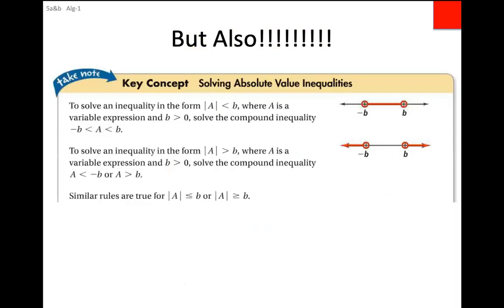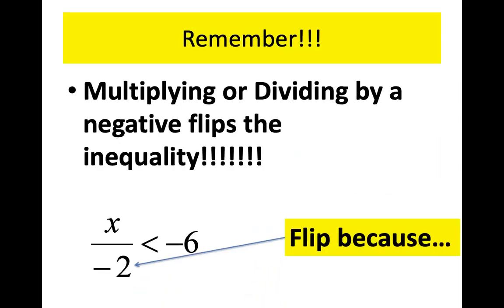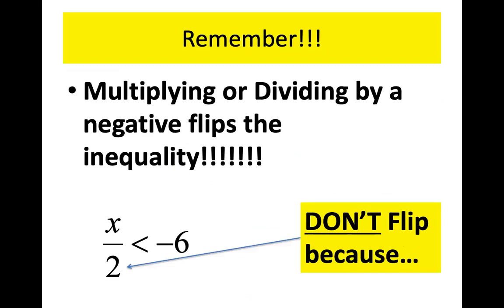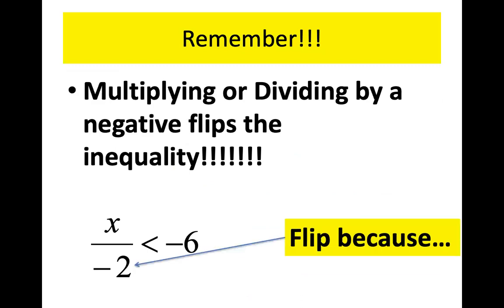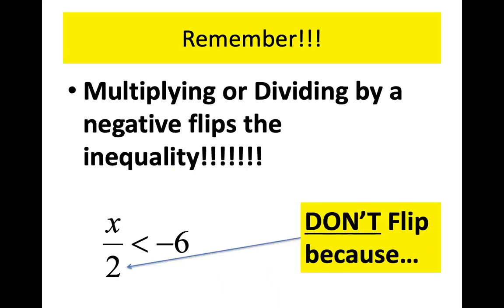Let's see how that works. Remember, we also are in inequality land, so if you ever multiply or divide by a negative number, you've got to flip the inequality. Remember, if the thing on the other side is negative, you don't flip it just because the other side is negative. You flip it because you're dividing or multiplying by a negative number. So on this one, you flip. On this one, since we would multiply both sides by 2, you don't flip. Keep that in the back of your head.